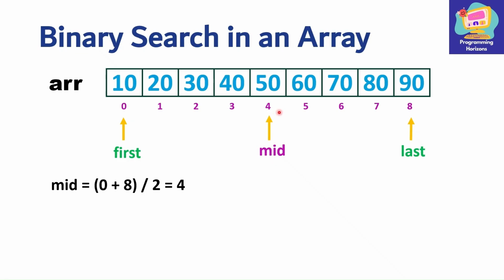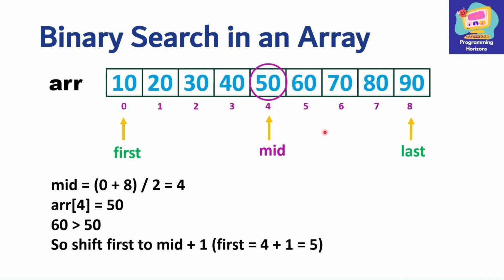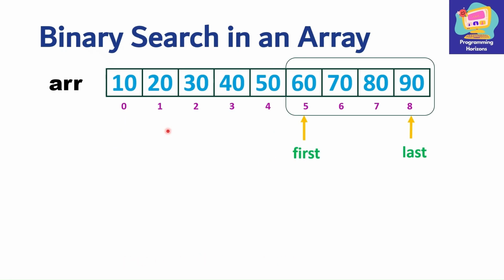So therefore this becomes our middle index and the value here is 50, which is less than the search key, which is 60. And since the array is sorted, this means that 60 must lie on the right hand side of the middle index. Therefore, we will shift our search to the right side of the middle index, and that means we will shift the first index to mid + 1, which will give us 5. So as you can see, earlier we were searching the entire array, but now we are left with only half of the array, and that too on the right hand side of the middle index. So now this becomes our new first index and the last index remains the same.